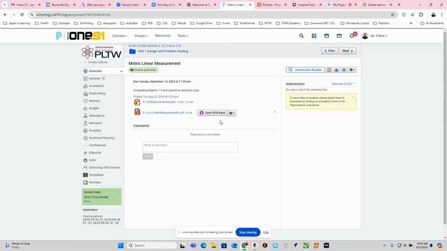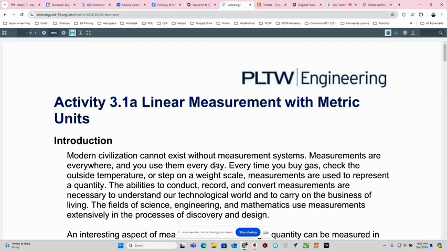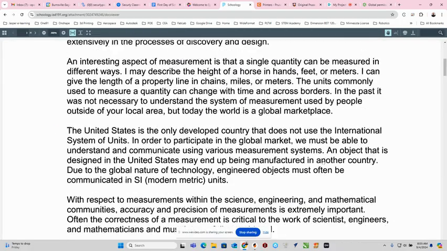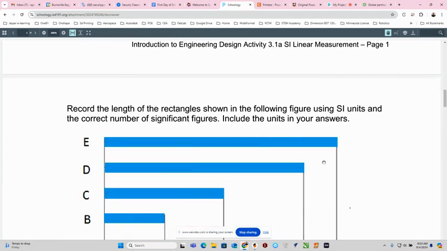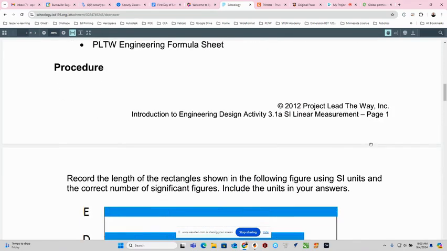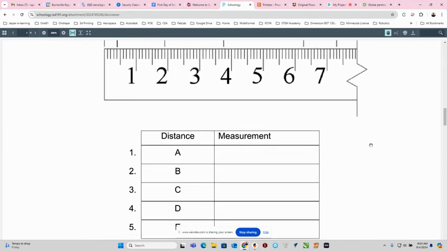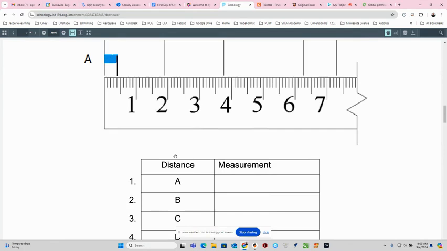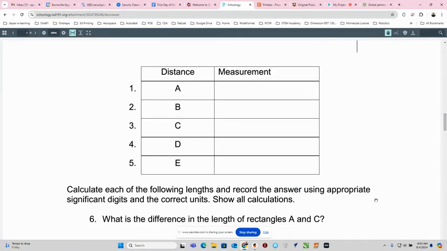Okay, so the linear SI measurement assignment and the US one look identical. It's just a different scale. Basically, you're just going to open this document in Cami, look at A, and write down the measurement for A. Then you'll do B, and so on and so forth. Like A will be 4 millimeters.